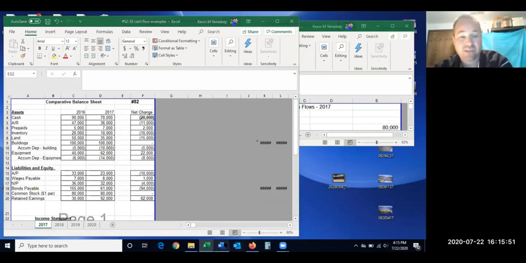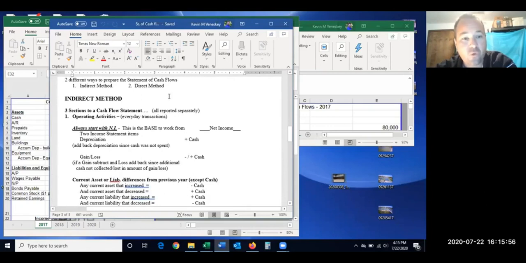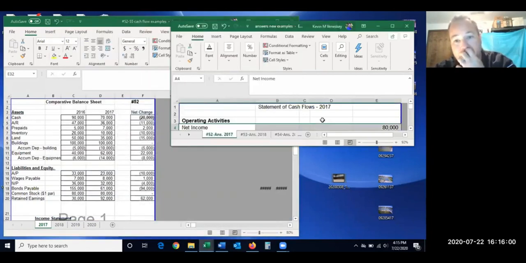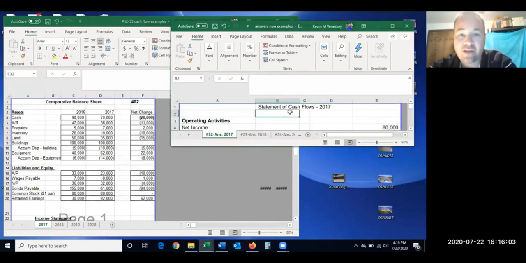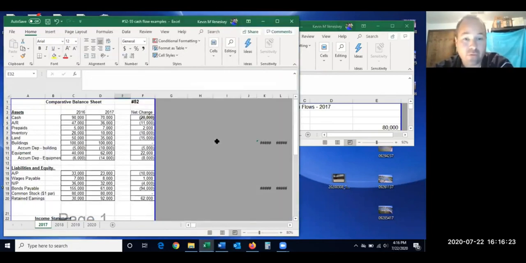Remember, as we said in our little write-up here, the first thing you always start with is net income. So when you're making this financial statement, start off with your net income. And we have our operating section, section number 1 out of 3. Net income, $80,000. Then we said, okay, we need to look for 2 items on the income statement, depreciation, and is there a gain or loss? So let's go ahead and look for those.